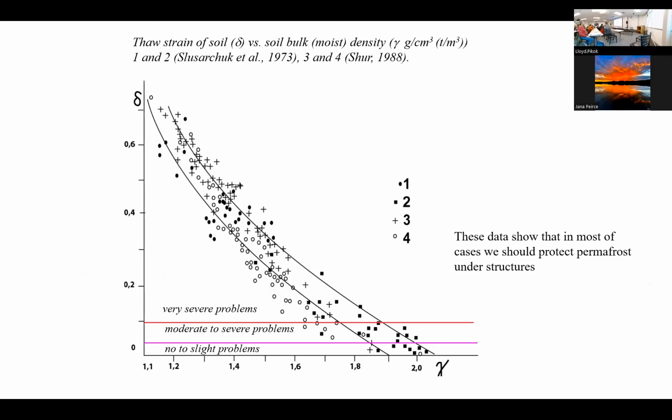This is some data from western Canada, and some data from our research. And we can see that no thaw-settlement problems is a very small part of permafrost soils. And we can expect that in most cases, we are in regions of very severe problems if we allow permafrost to thaw.